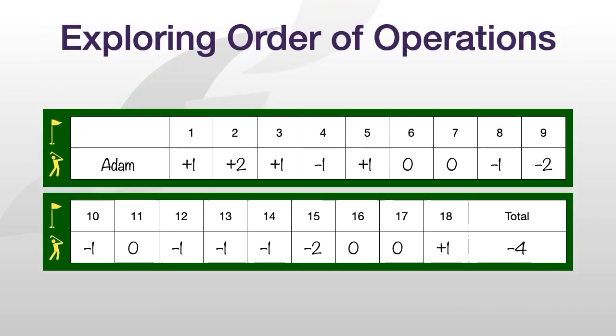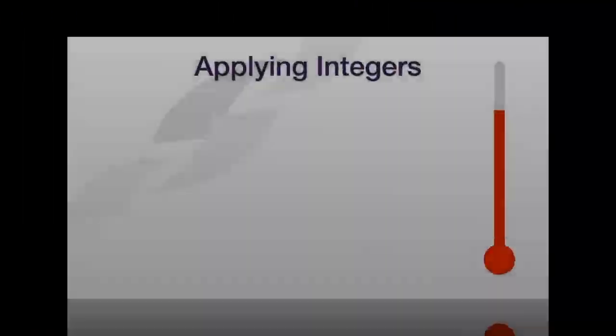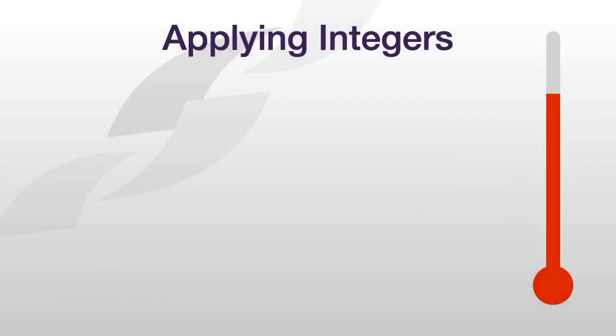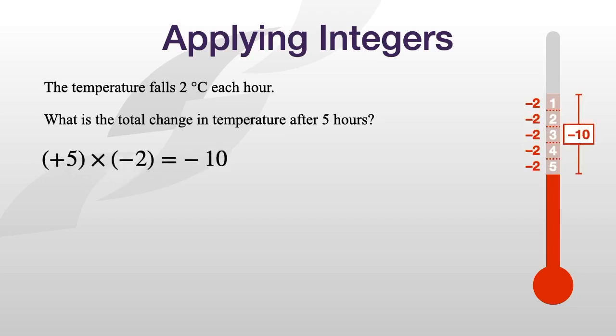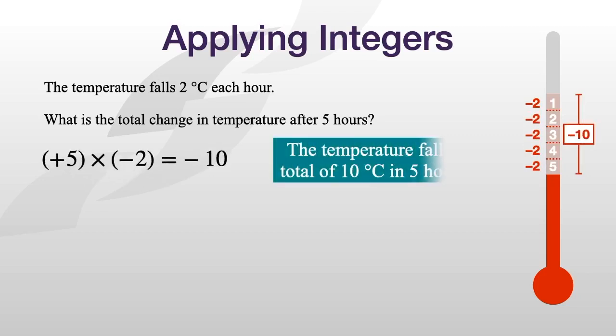Let's apply our understanding of integers to solve the next set of problems. The temperature falls 2 degrees Celsius each hour. What is the total change in temperature after 5 hours? A decrease of 2 degrees Celsius can be represented by -2. This is repeated 5 times. +5 times -2 is -10. The temperature falls a total of 10 degrees Celsius in 5 hours.